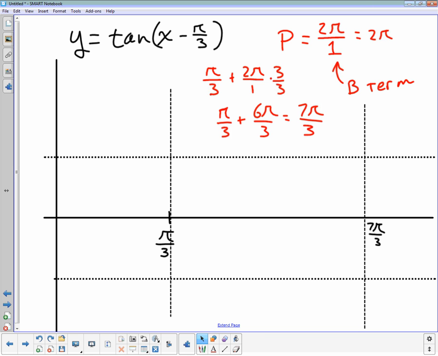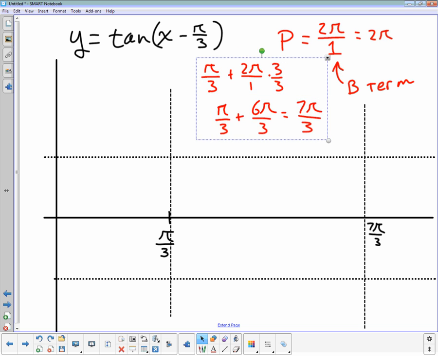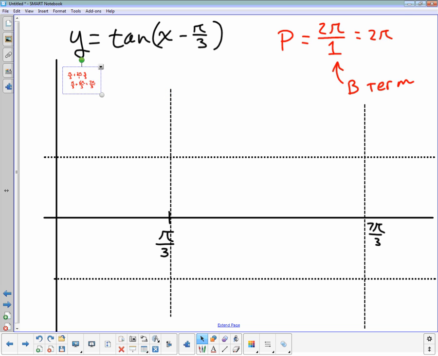All right. Now we have to find what are roughly called quartiles. Break this apart. So if it's okay, I'm just going to shrink this guy. The average of 7 pi over 3 and pi over 3 becomes 8 pi over 3 over 2, which is 4 pi over 3.